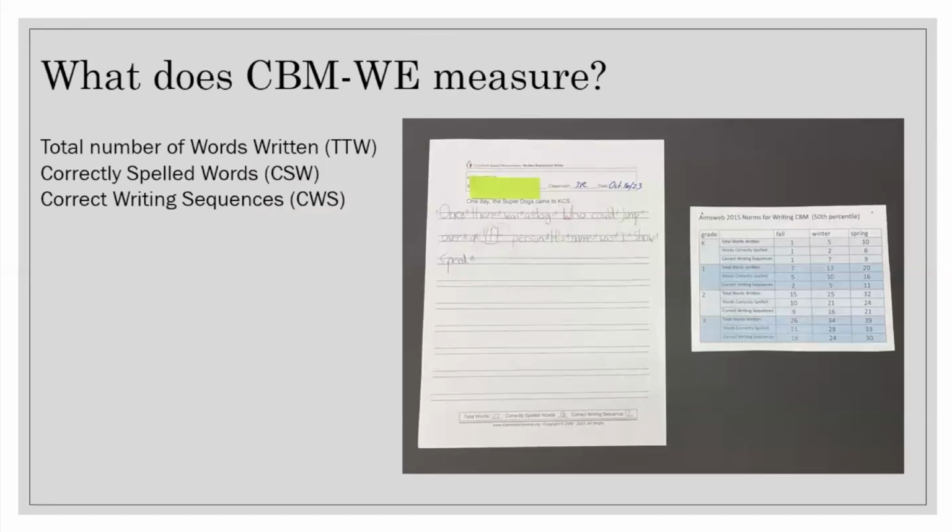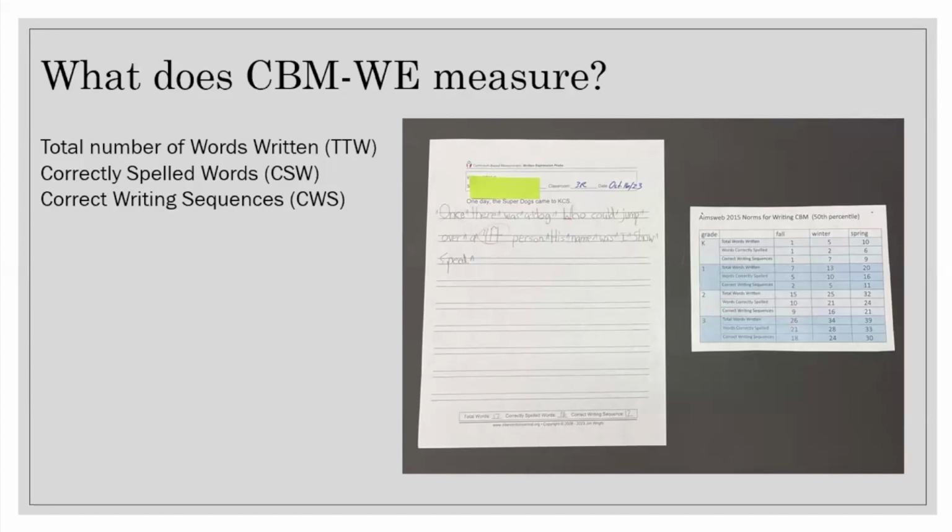What does CBM-WE measure? It measures the total number of words written, correctly spelled words, and correct writing sequences. It is a time snapshot of foundational writing skills, a 3-minute snapshot. CBM-WE does not measure the quality of the writing with respect to creativity, word use, paragraph structure. A writing rubric is required for that type of assessment. It does measure the quantity of written output, fluency, spelling, and some basic grammar.